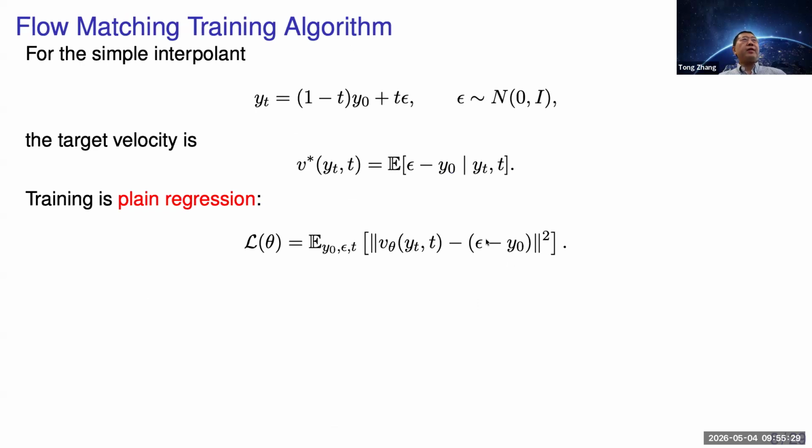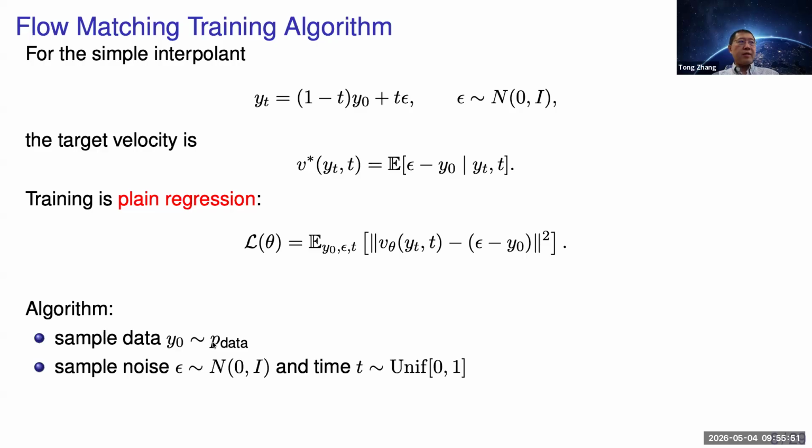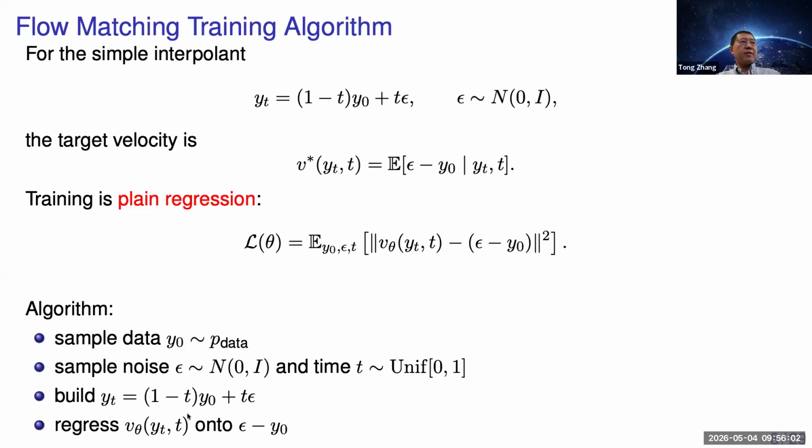If you use a diffusion model, the regression target is epsilon. Now your network's target is epsilon minus y0. So this is your loss function: MSE with this target, which we generate from y0, epsilon, and t. The algorithm is that you sample from this, with t now uniform from 0 to 1. You build this, and then regress to this one using this loss function. That's basically what it is.